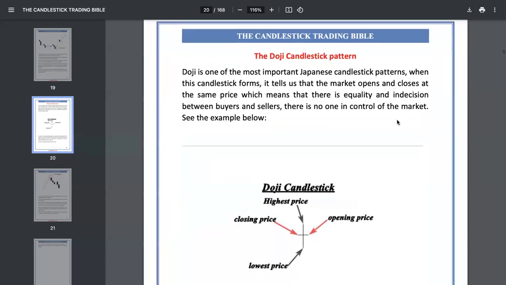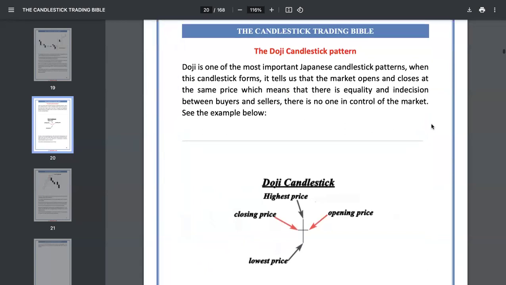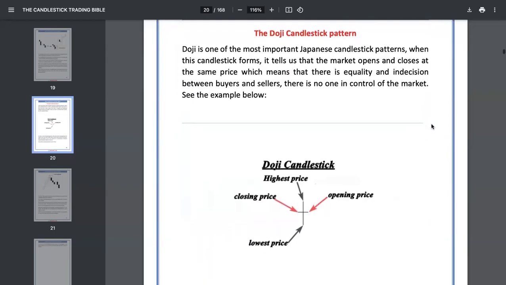The Doji is one of the most important Japanese candlestick patterns. When this candlestick forms, it tells us that the market opens and closes at the same price, which means that there is equality and indecision between the buyers and the sellers. There is no one in control of the market.